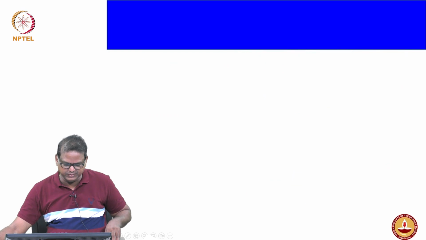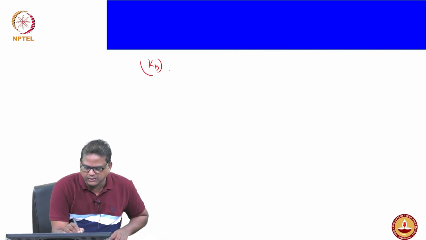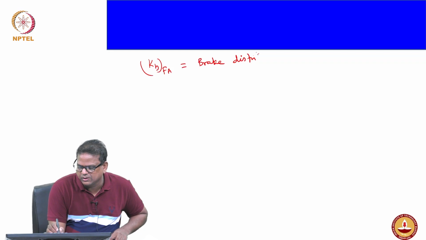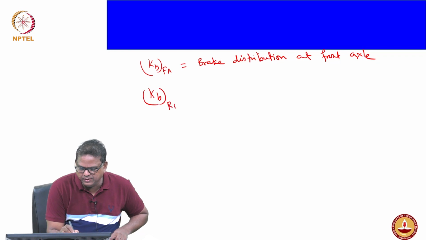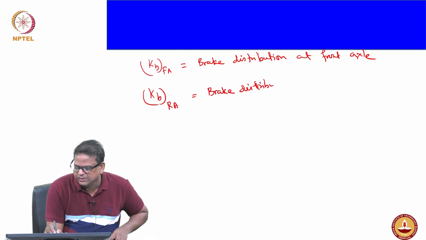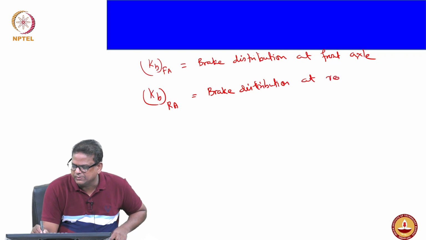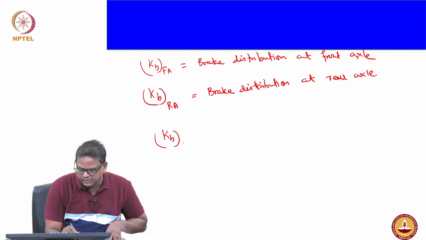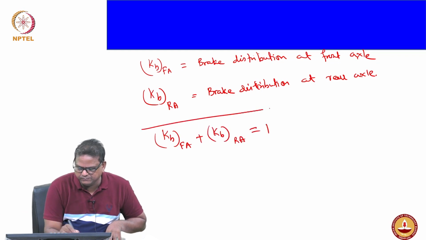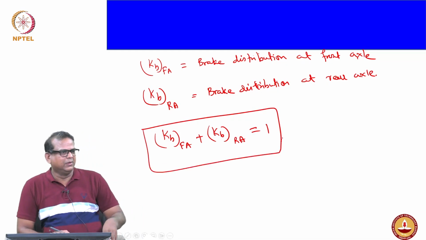Again we will clarify one more thing: KB FA is the brake distribution at the front axle, and KB RA is the brake distribution at the rear axle, given that KB front axle plus KB rear axle must be equal to 1. That is what we said, am I right? Okay, that is what we did.